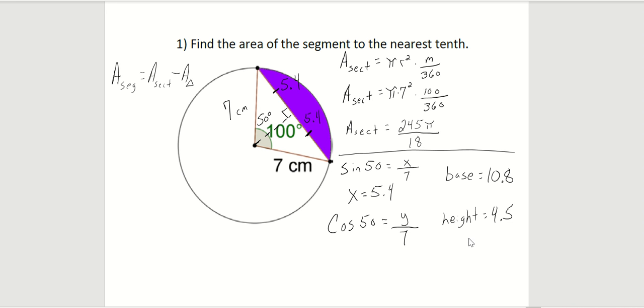So we have a base of 10.8, we have a height of 4.5. We can find the area of that triangle. Area of a triangle is 1/2 base times height. So we get area of the triangle is 1/2 times 10.8 times 4.5. And the area of that triangle is 24.3.